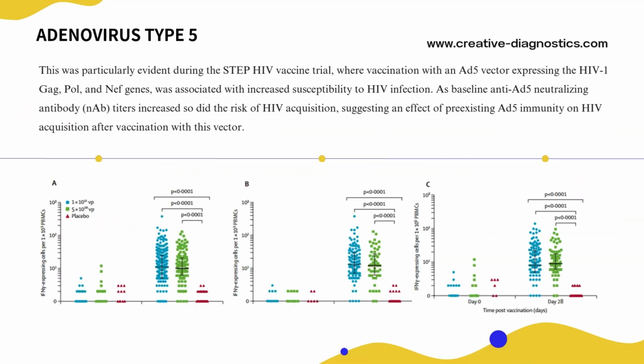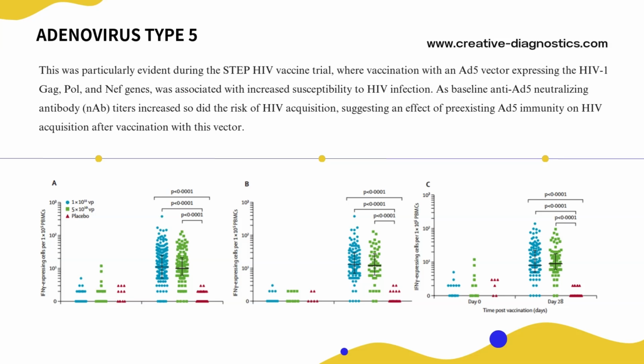Adenovirus serotype 5 has been widely adopted as a viral vector platform in vaccine research due to its capacity to induce both humoral and cell-mediated immune responses. However, its application faces challenges from pre-existing immunity, with seroprevalence reaching up to 90% in some populations, which may impair vaccine-induced immunity. This limitation became evident in the STEP HIV vaccine trial, where Ad5 vectors expressing HIV-1 GAG, POL, and NEF genes were paradoxically associated with increased HIV susceptibility, a risk that escalated with higher baseline Ad5 neutralizing antibody titers.